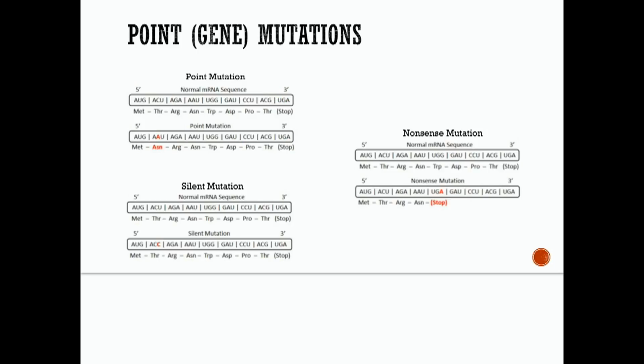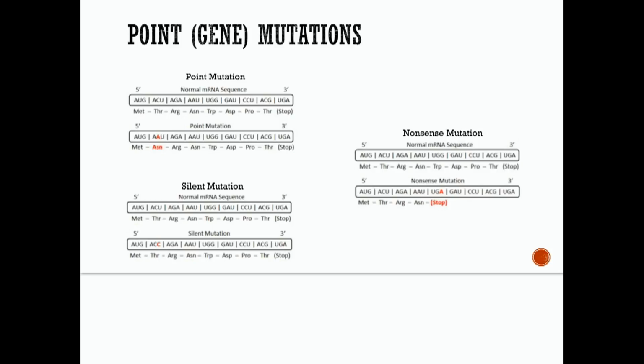A silent mutation is a specific type of point mutation. Because many amino acids have more than one codon, it is possible for a mutation in a single base pair to have no effect on the polypeptide sequence. This example shows a silent mutation. The second codon has changed. Remember, the group of 3 is a codon, so instead of a U, it's a C here.